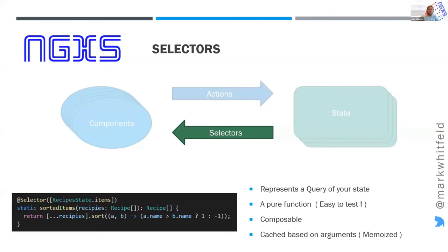The other thing is that your selectors are memoized, which means that the output is cached based on the input arguments. So if you receive the same input arguments again, it doesn't redo the calculation. All it does is it returns the previous result.